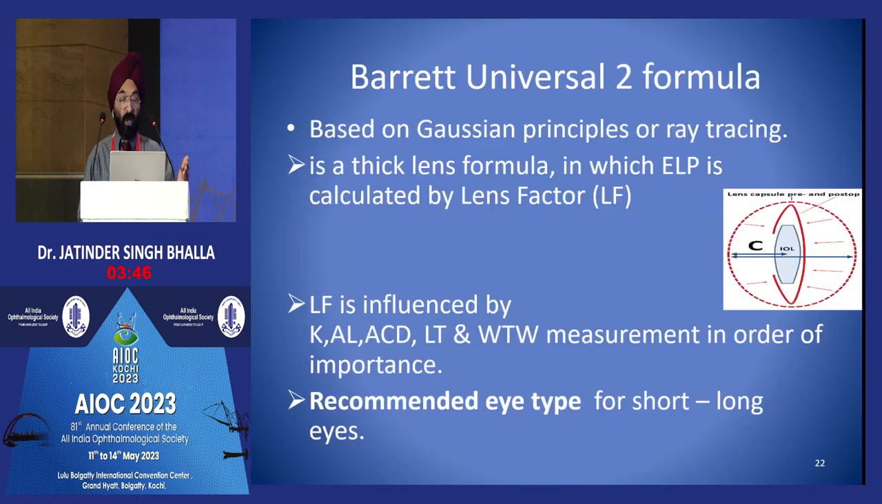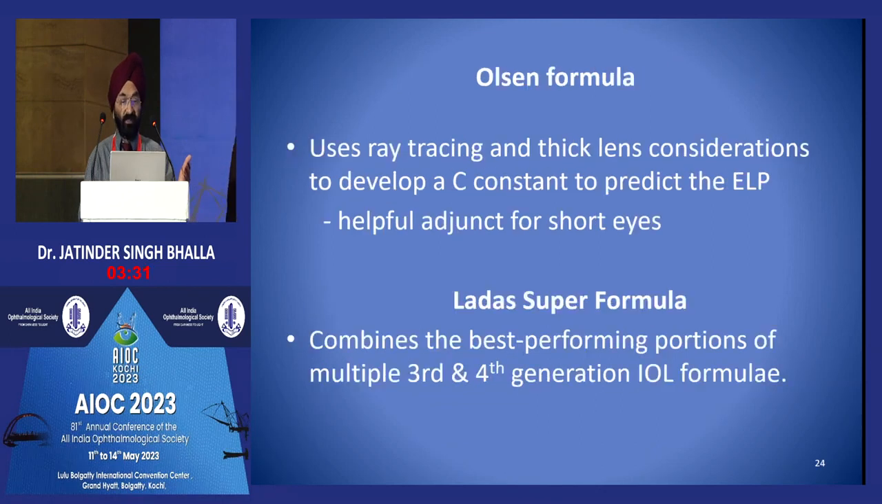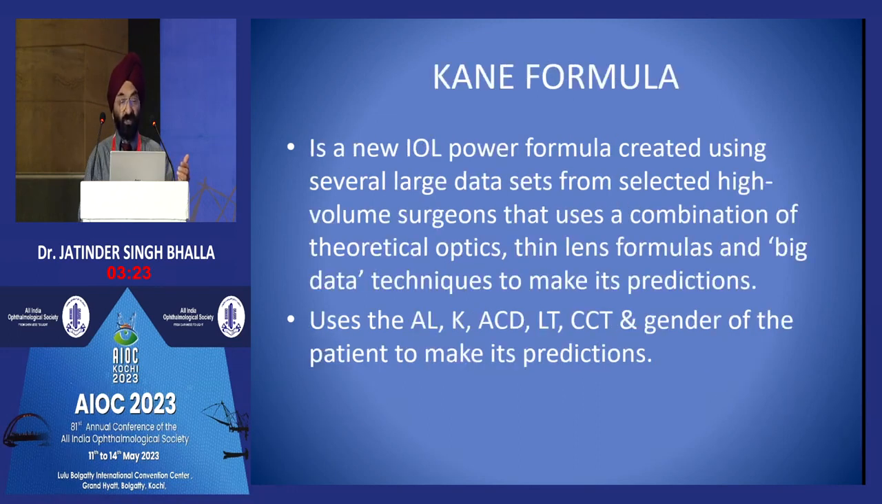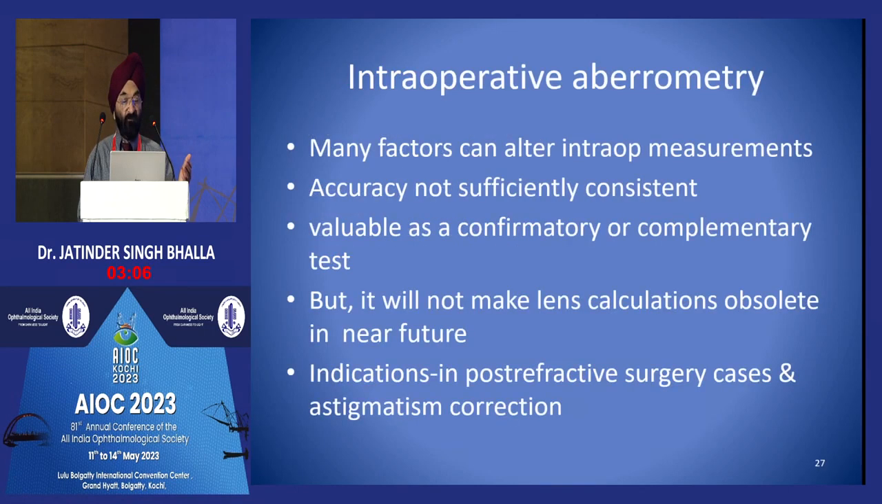So what are these new formulas? Barrett Universal 2 is recommended now for all types of eyes, whether short or long eyes. Hill RBF uses artificial intelligence and pattern recognition, and the predicted accuracy is 91% of eyes within 0.5 diopters. Olsen formula uses ray tracing. Ladas super formula intelligently combines the best performing portions of multiple 3rd and 4th generation formulas. Kane formula uses, besides axial length, keratometry, and anterior chamber depth, also lens thickness, central corneal thickness, and gender of the patient to make its predictions. EVO 2.0 formula is based on the theory of emmetropia, and it's a thick lens vergence formula.